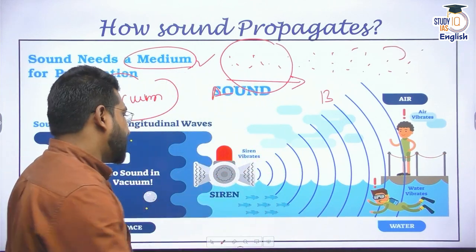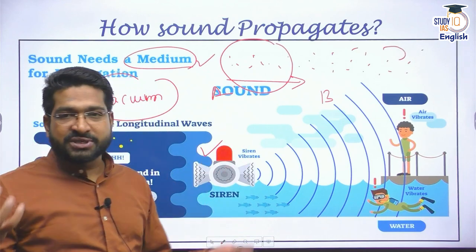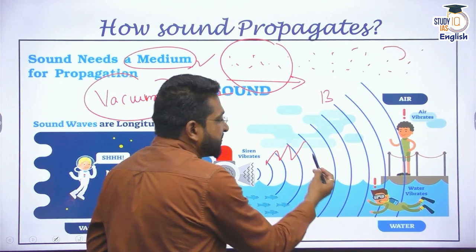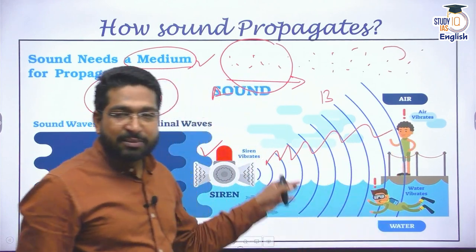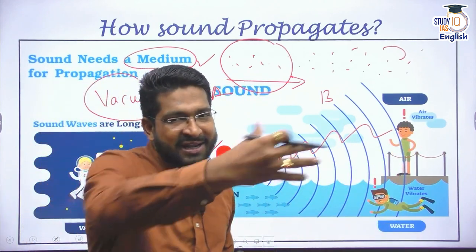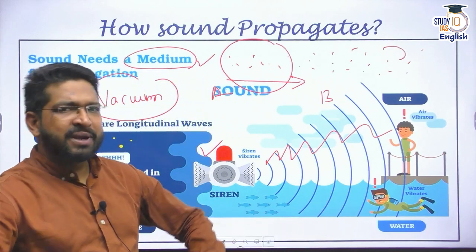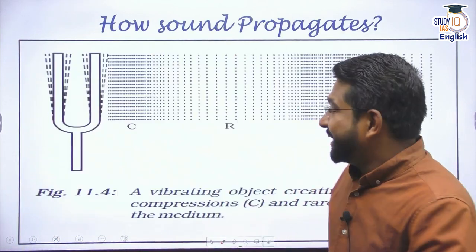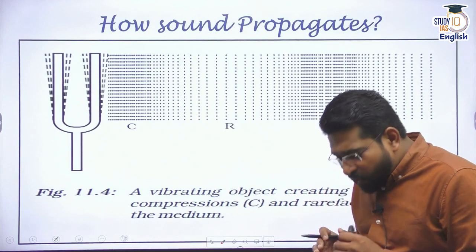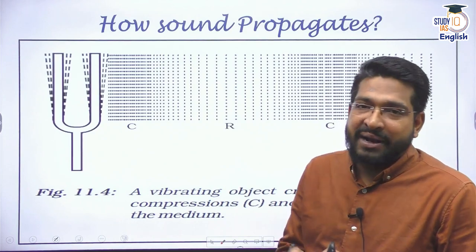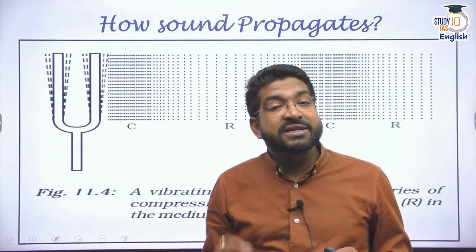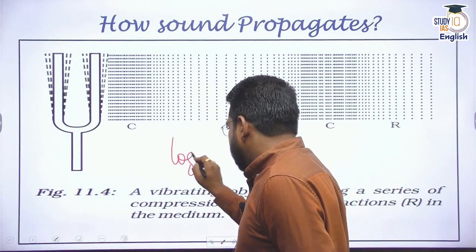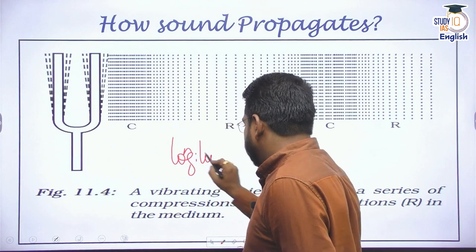We do know that when a siren produces sound, the sound is transmitted through vibration. This vibration is taken by air. So air molecules vibrate and transfer the energy. Similarly, water molecules vibrate, they transfer the energy. All right? Next. The question is, how does that travel exactly? What is the format? I told you sound travels as a wave, and sound is a longitudinal wave. I'm repeating this. Sound is a longitudinal wave.